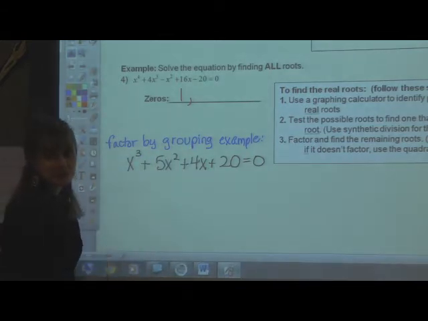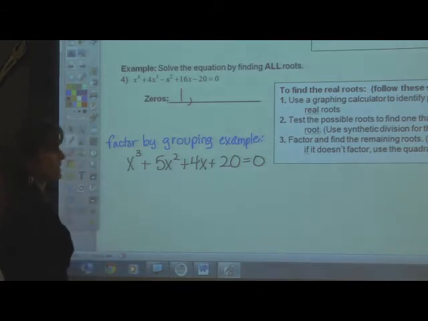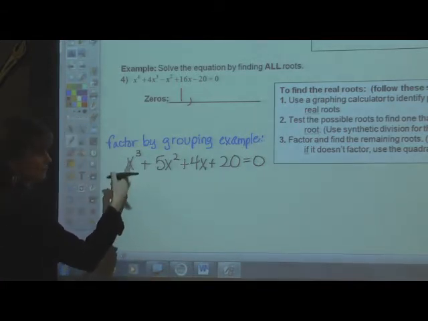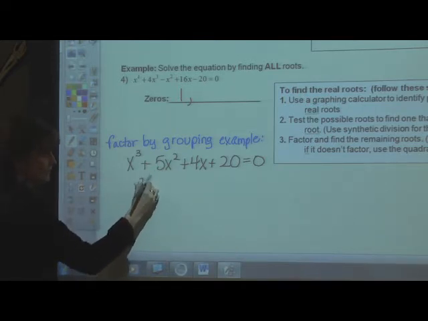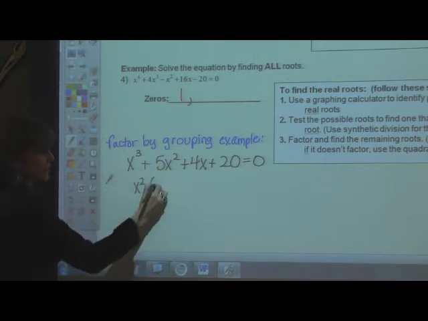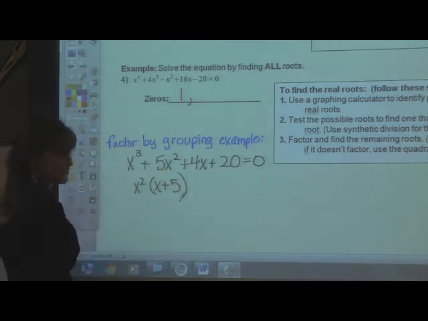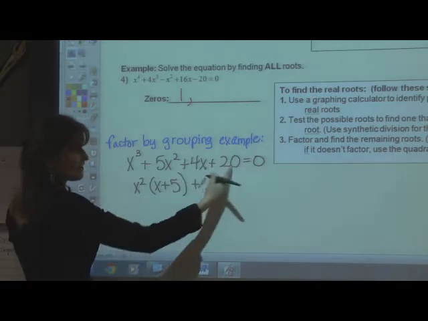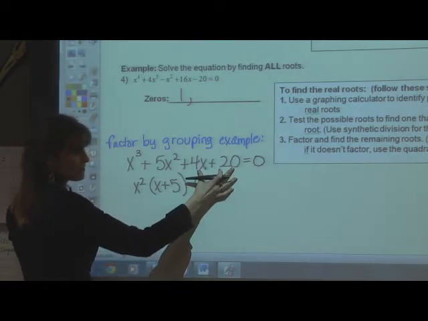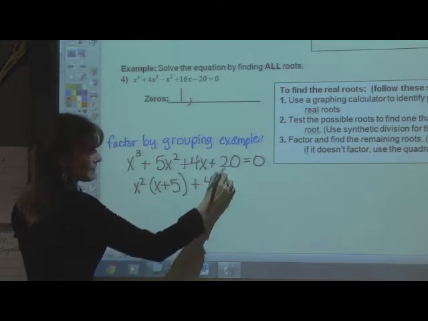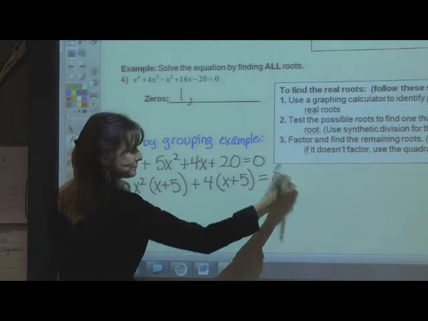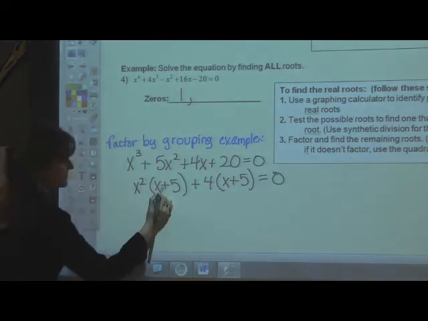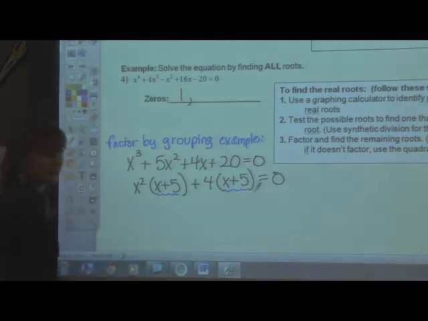So I'm going to use this opportunity to reteach the factor by grouping method. If you remember, these first two terms, we'll group them together, and they both have an x squared inside of them. If I take an x squared out of both of those, I am left with x plus 5. Plus, if I take a grouping of these two numbers, there is a number 4 that will divide out of both of those. And I'm left with x plus 5. Now, do you see that these two things are exactly the same? That's how I know that factor by grouping will work.